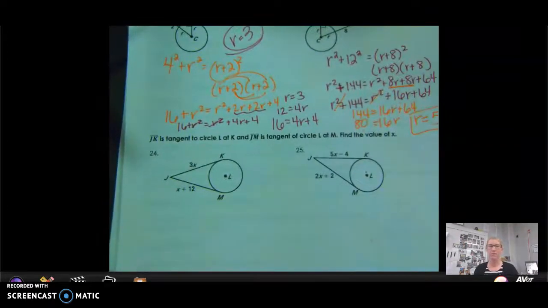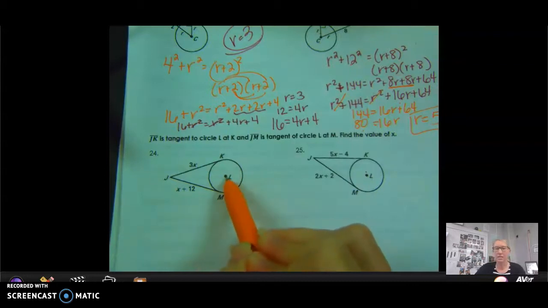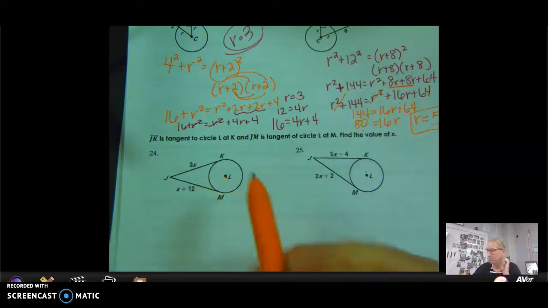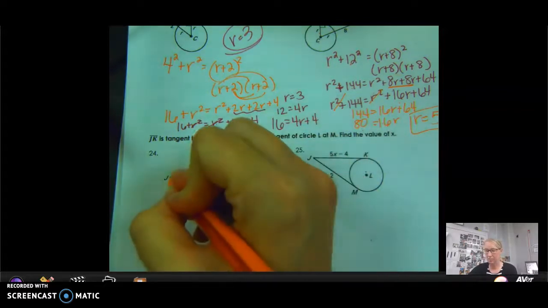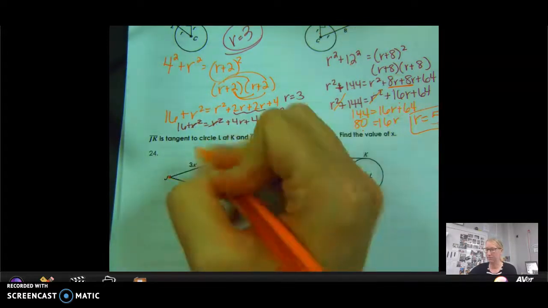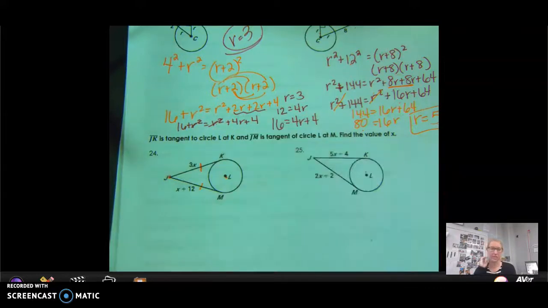All right, two more. JK is a tangent to circle L at K, and JM is a tangent to the circle L at M. If you notice, we are naming circles by its center point. Okay. What we said on the other side is if we have tangent lines that both start at the same point, those two tangent lines are congruent.